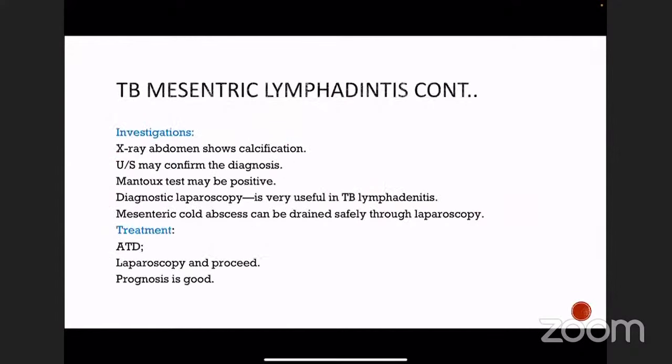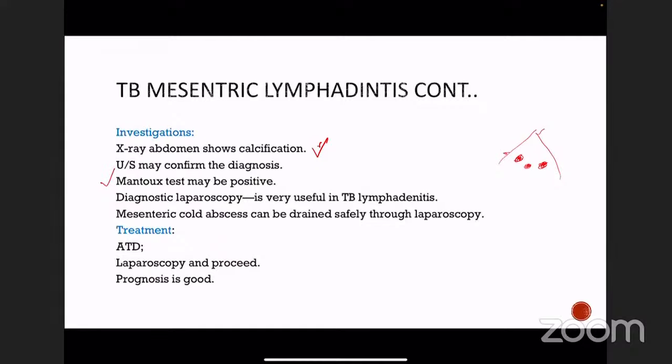So what are the investigations? We get the X-ray abdomen, and what will we get? The calcification. Why? Because in the mesentery you are seeing multiple nodules that can be caseated, calcified, or hyperplastic. So on X-ray abdomen you can see these calcified nodules in many patients. On USG, you can confirm the diagnosis. Mantoux test will be positive as the patient is having tuberculosis.